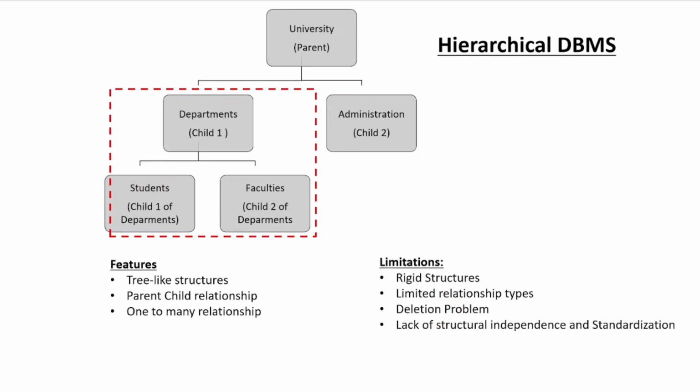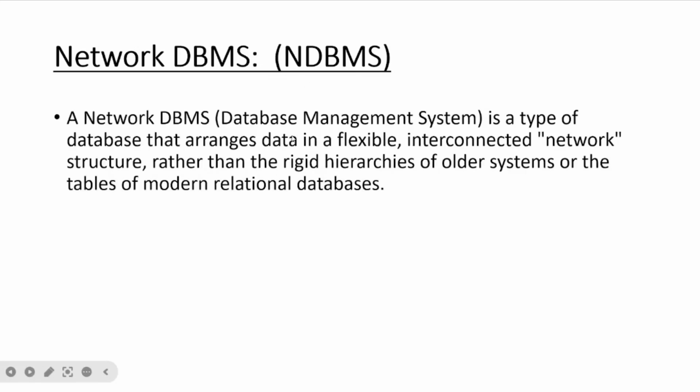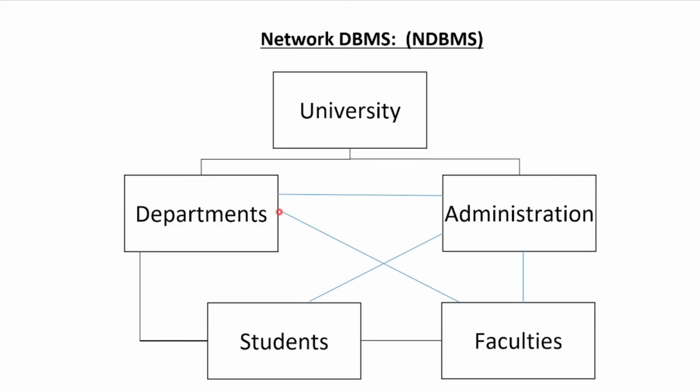So another type of DBMS is the network DBMS. A network DBMS is a type of database that arranges data in a flexible, interconnected network structure rather than the rigid hierarchy of older systems or the tables of modern relational databases. So this is a simple example of network DBMS where the university has different units: departments, administrations, faculties, and students. They are also called nodes, where each node is connected to the others. So it can create many-to-many relationships.